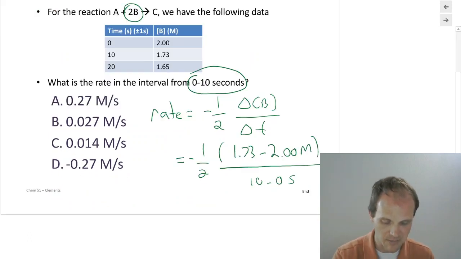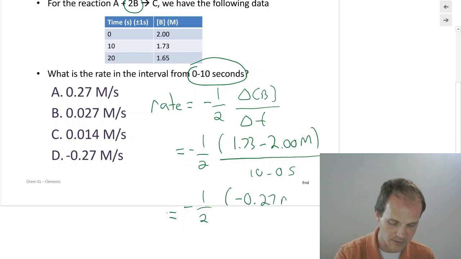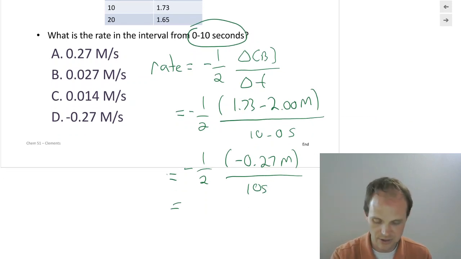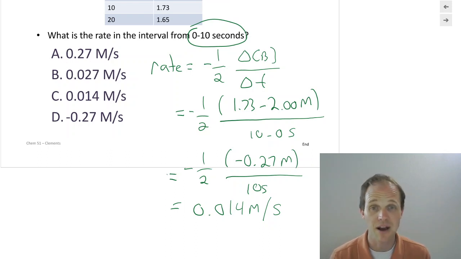So 1.73 minus 2.00, we get negative 1/2 times negative 0.27 molar over 10 seconds. You plug that into a calculator, and you should get a positive 0.014 molar per second. Okay? 2 sig figs from that subtraction, even though we started off with 3 sig figs in our molarities, and we get a positive number. Why? Because rates are always positive. If you get a negative rate, you probably just forgot a negative somewhere, but you should check your work if you get a negative rate. So we got 0.014 molar per second.